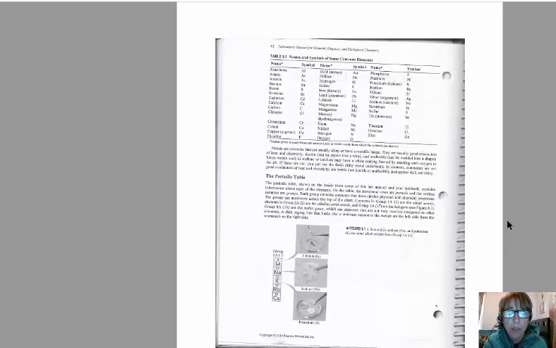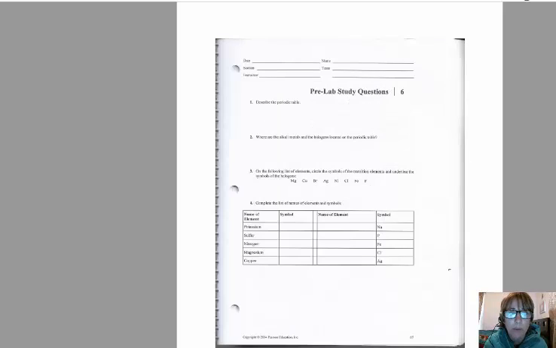Not only will it help you understand how the lab connects to what we're learning in class, but also this reading tends to give you answers to the pre-lab questions. So if you've done this reading, it will enable you to answer those pre-lab questions more easily.